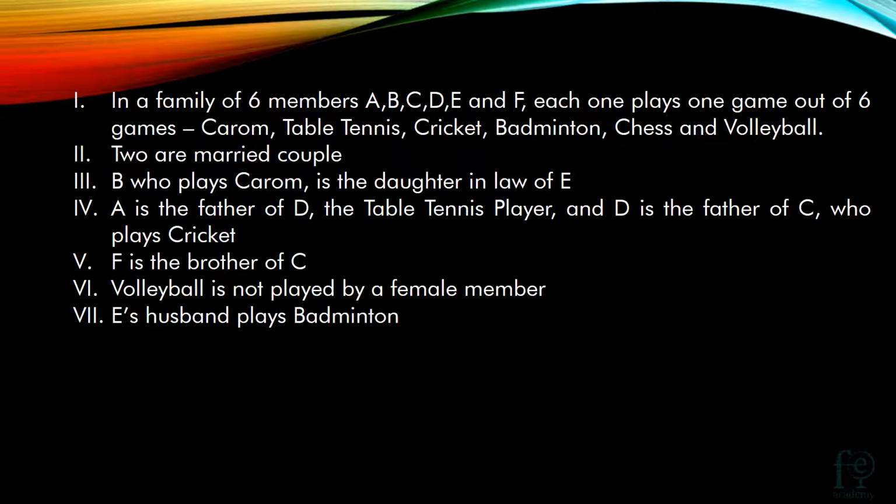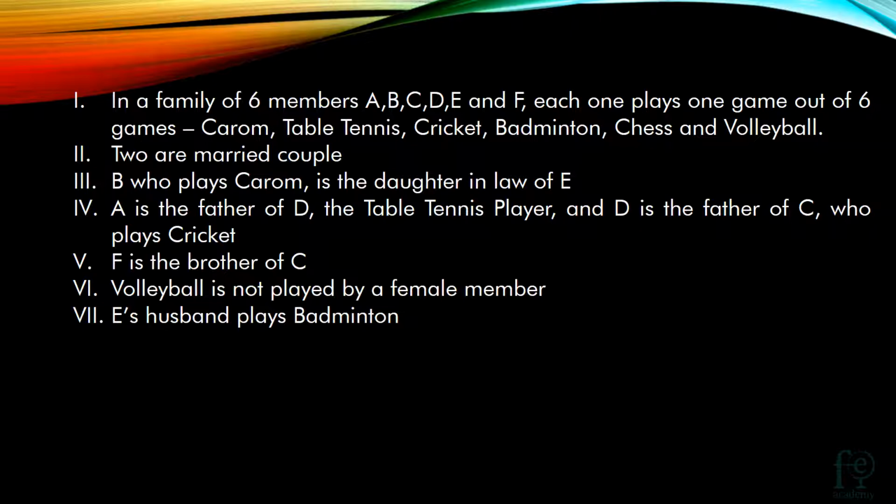Today's question is: in a family of 6 members A, B, C, D, E and F, each one plays one game out of 6 games: carom, table tennis, cricket, badminton, chess and volleyball. 2 are married couple. B, who plays carom, is the daughter-in-law of E. A is the father of D, the table tennis player, and D is the father of C, who plays cricket. F is the brother of C.